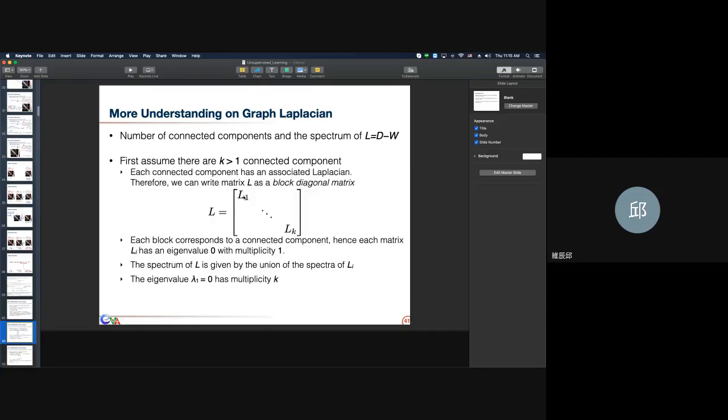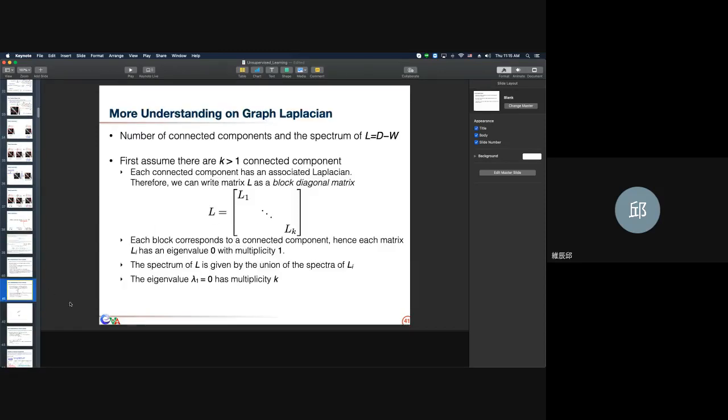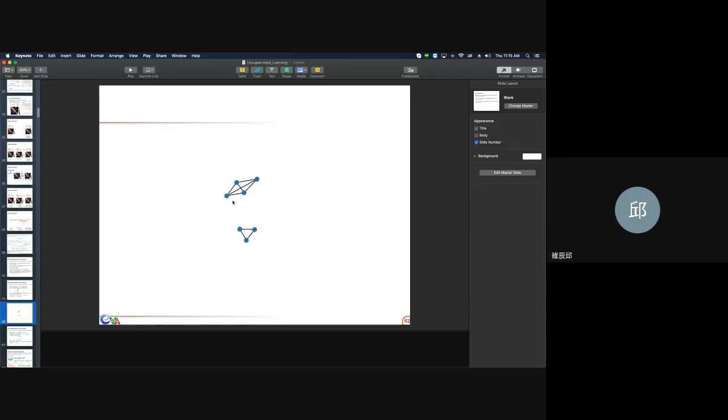So for the first block L1, the first block L1 is from the first connected component. Then for this connected component, there is one corresponding vector.